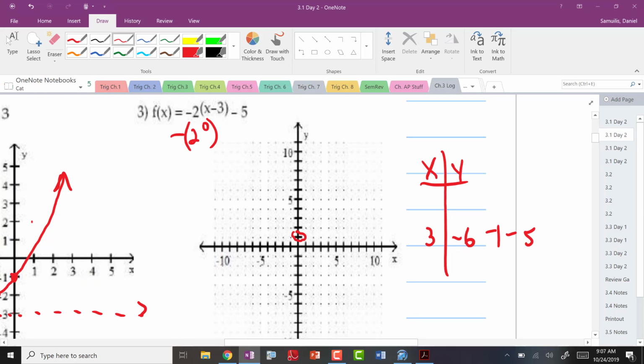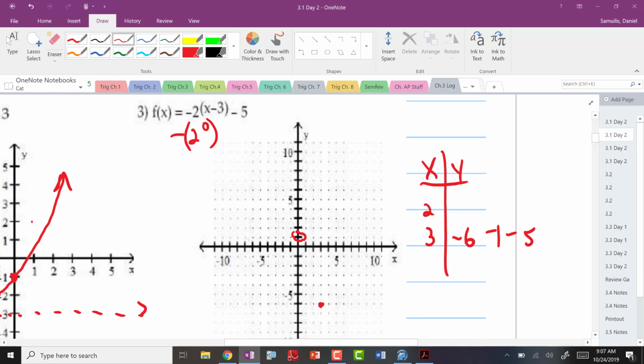I didn't go right 3. I went right 1 for some reason. And then 1, 2, 3, 4, 5, 6. A little mistake there. So that proves that point. Proves it. Okay, and then it proves what we're going to see next when I plug in the next points, which is 2 and 4.